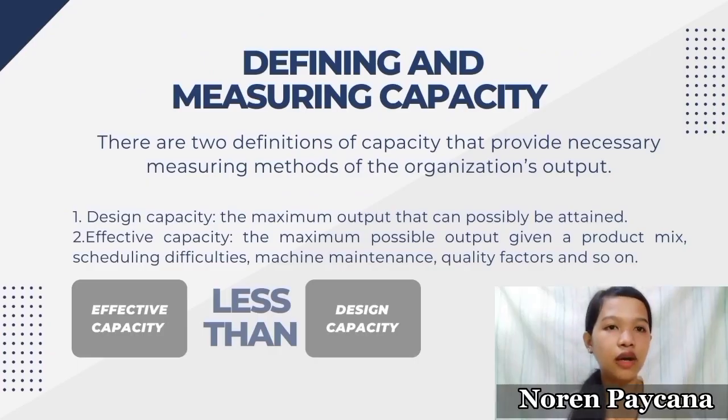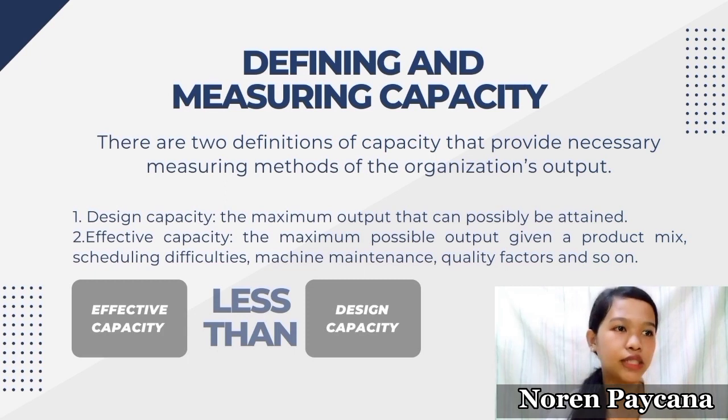So, as we all now have the idea of what capacity planning is, mag-move on naman tayo sa topic na defining and measuring capacity. So, the word capacity is defined as the maximum output rate achieved by the organization, but there are two additional definitions of what capacity is. So, it is design capacity and effective capacity.